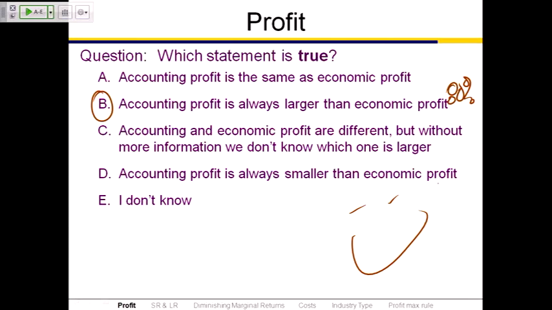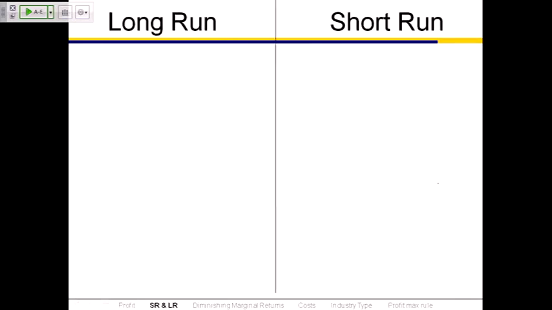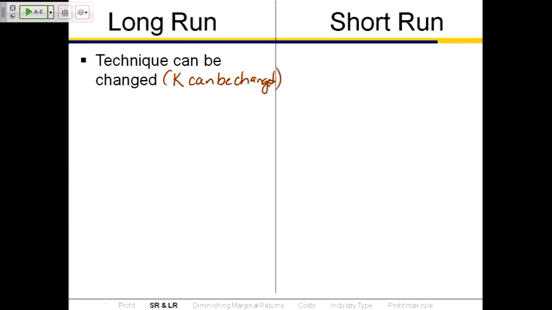Now, we look at economic profit when we are considering the decision-making of individual firms, and individual firms make a series of decisions. One decision that an owner of an individual firm makes is a long-run decision. Remember, long-run is a period of time long enough. One way of saying it is the technique can be changed. Another way of saying it is the capital, we use K to stand for capital, can be changed. Same idea, just a different word. The capital or the technique can be changed.